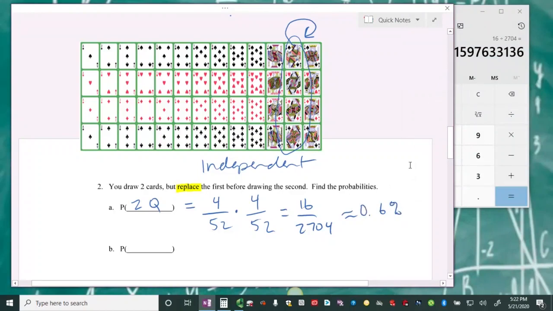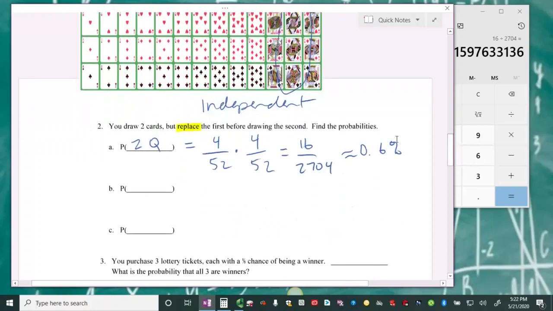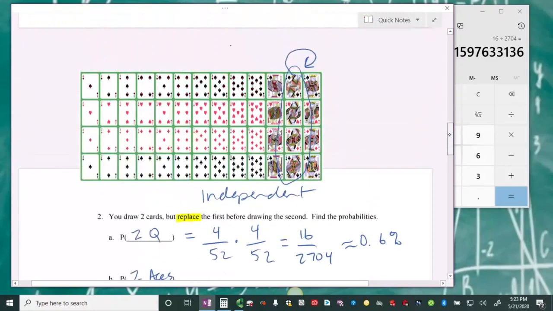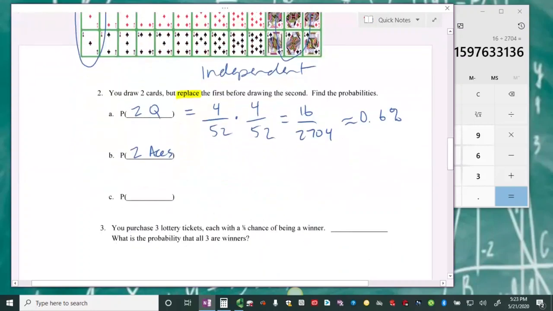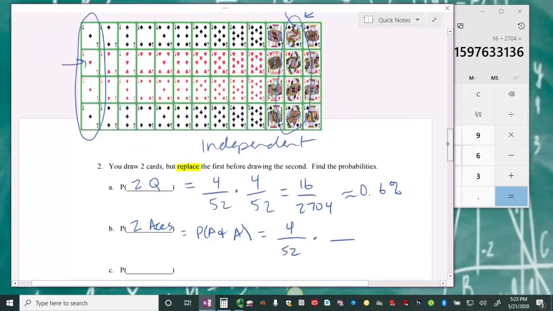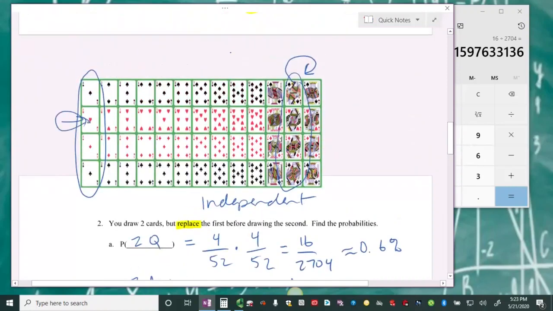For the second one, let's do the probability of getting two aces this time. So if I look back up at my aces, there are 4 of them. I'm going to assume I draw this one. It doesn't matter which one we draw, but I do assume that the first one is a draw. So this is the probability of an ace and an ace. Ace times ace, there are 4 to start with, 52 in the deck. I draw that card, but then I replace it, so I put it back in the deck.